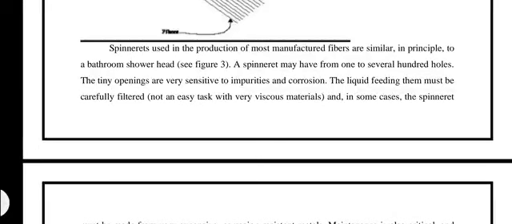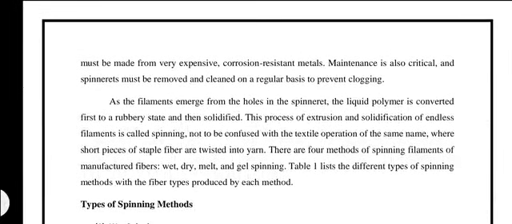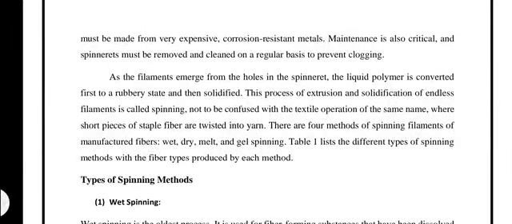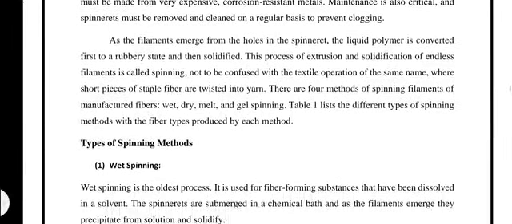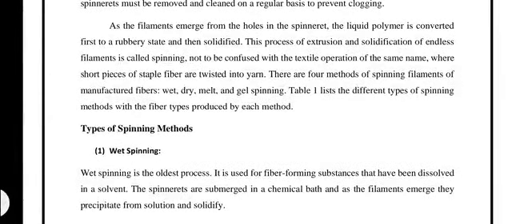The liquid feeding them must be carefully filtered, and in some cases, the spinneret must be made from very expensive corrosion resistant metal. Maintenance is also critical, and the spinneret must be removed and cleaned on a regular basis to prevent clogging. As the filaments emerge from the holes in the spinneret, the liquid polymer is converted first into a rubbery state and then solidified. This process of extrusion and solidification of endless filament is called spinning, not to be confused with the textile operation of the same name, where short pieces of staple fibers are twisted into yarn.